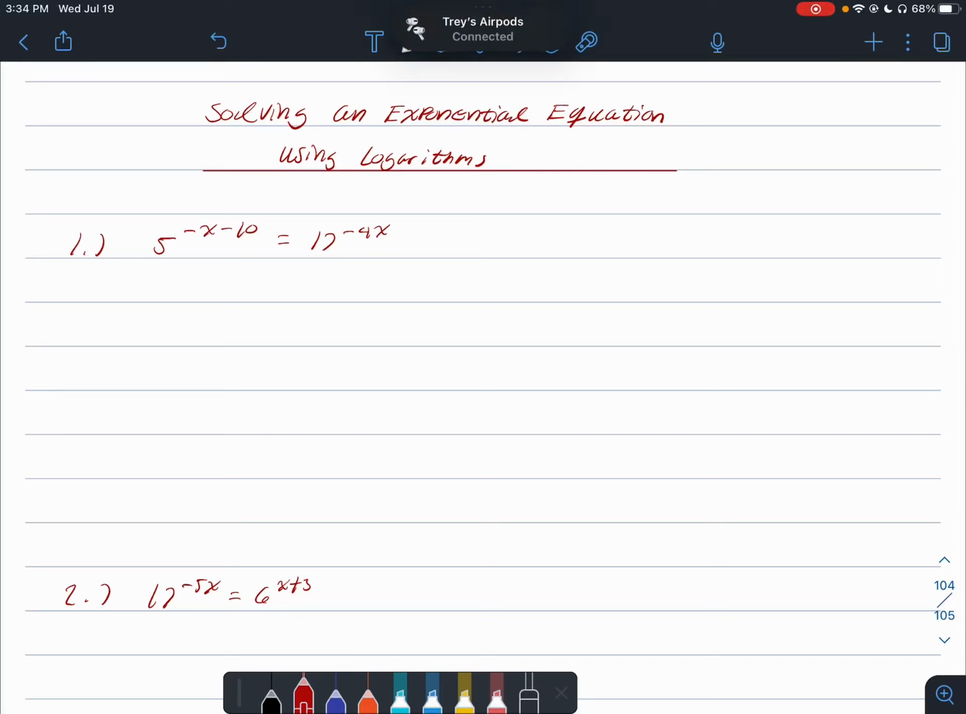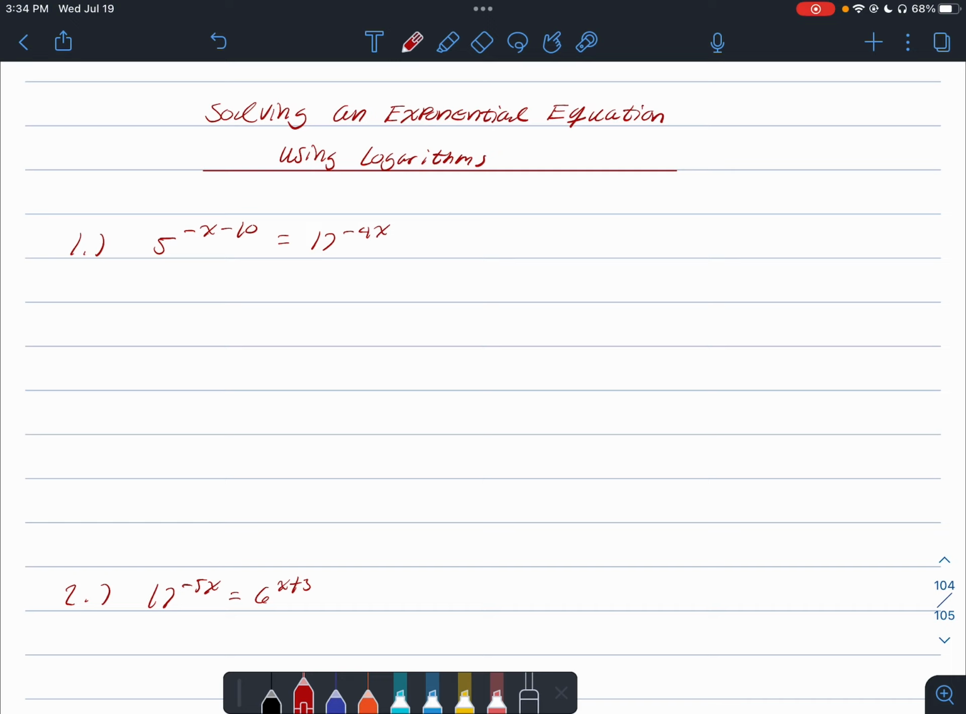So let's take a look at a few more exponential equations. And this time we're going to see if we can solve these equations using logarithms. Let's go ahead and do that. So here we have 5 to the negative x minus 10 is equal to 17 to the negative 4x.